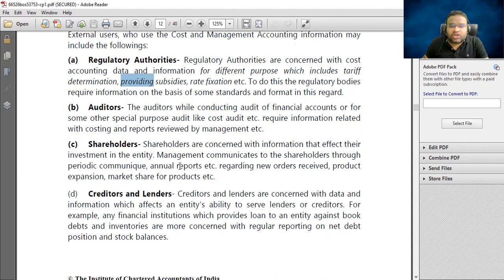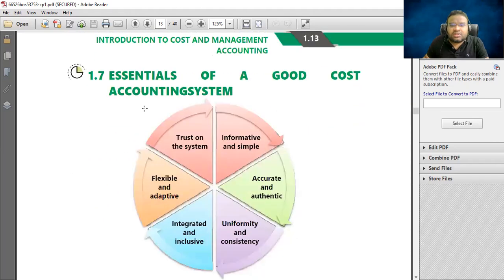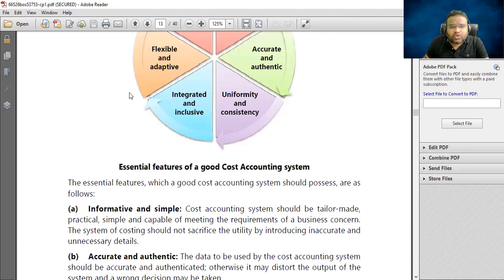Shareholders, yes. Shareholders get cost data through annual reports, though not much data; only what is required will be given, like how many new orders are received, product expansion, market share, etc. Creditors and analysts try to understand whether the company has the ability. If I tell them the cost data, for example, that my production cost is less and my selling price is more, the creditors, lenders, and banks are satisfied, or they have confirmation and confidence that these people can repay their debts. Now, essentials of a good cost accounting system.